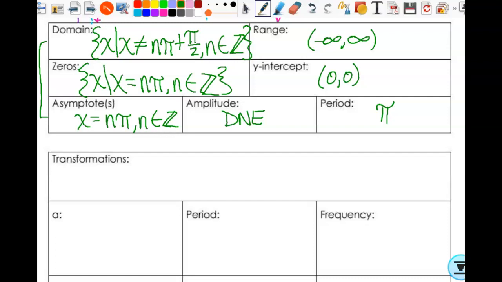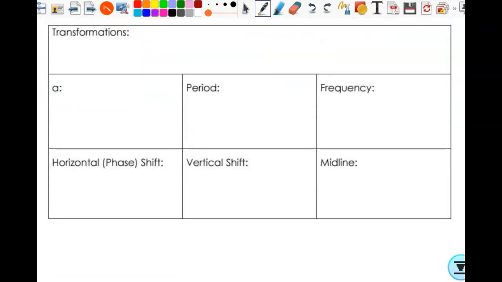All right. Then let's look at the transformations. So transformations will look like this. F of x is equal to a times the tangent of b times (x minus c) plus d.